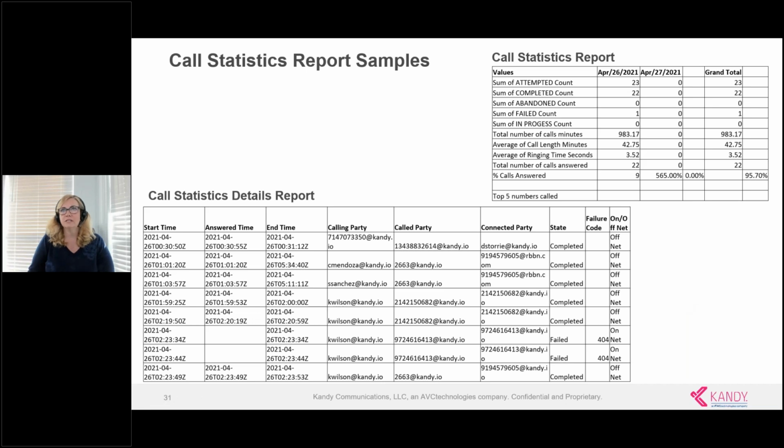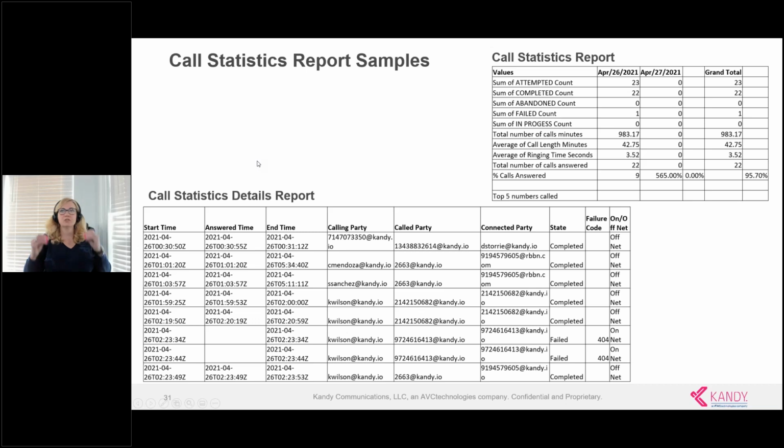So the call statistics report is a matrix report that will just give you a summary, okay? It'll tell you how many attempted, completed, abandoned, failed types of reports, the average ringing and length of call, percentage call answered, and then it'll be based upon the days that you say. All right, and then they'll give you percentage of calls answered, grand totals, and all of that.